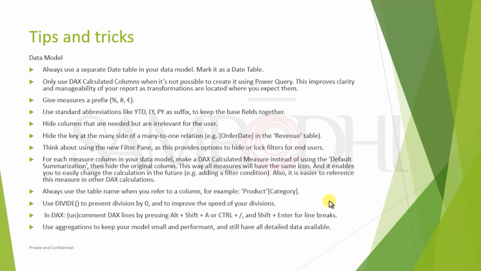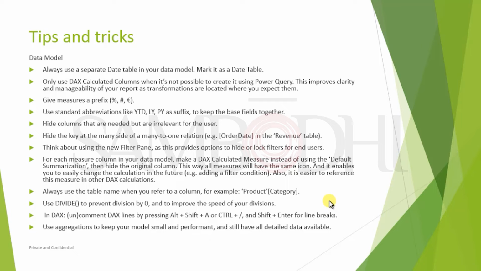Then hide columns that are needed but are irrelevant for the user. Certain columns are used by your system for calculating or deriving a measure. However, that column in itself is not needed by the end user. The end user is a consumer of the measure which you built your content on. Therefore, you can hide those columns so that they will never render in any export, download, or visual. Hide the key at the many side of the many-to-one relationship.